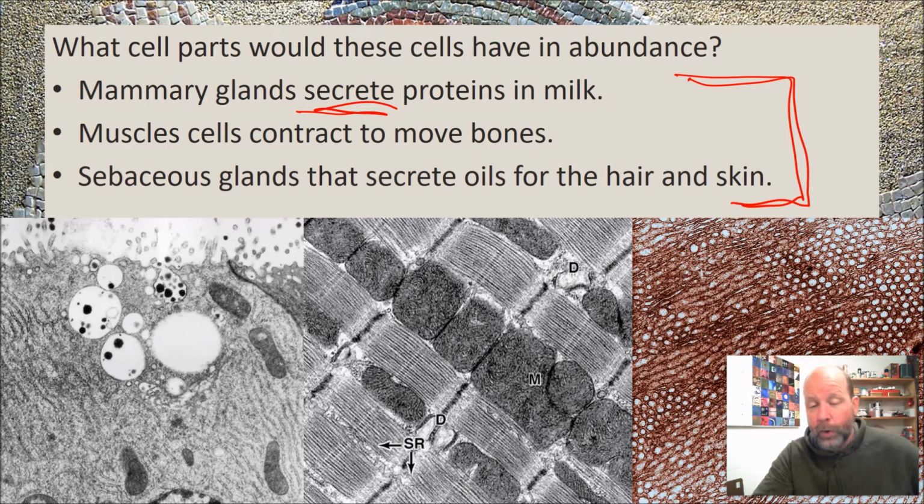Sebaceous glands secrete oils. So secreting oils is a little bit different. You are going to have vesicles, but you're going to have also a lot of smooth ER because that's where we synthesize lipids, and oils are lipids.